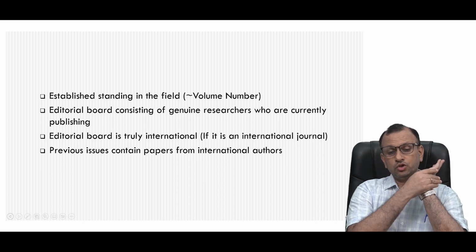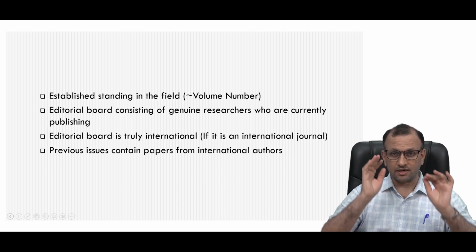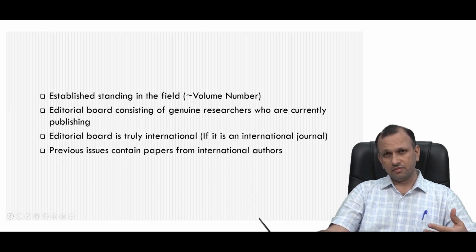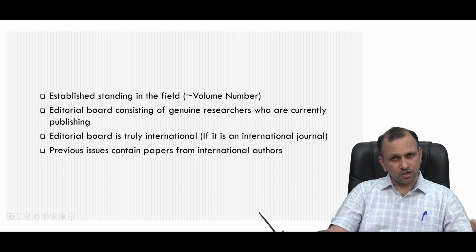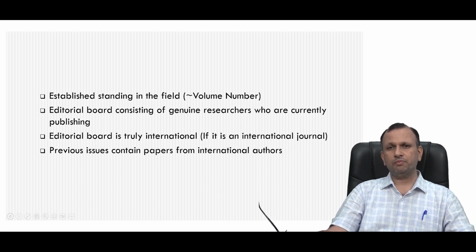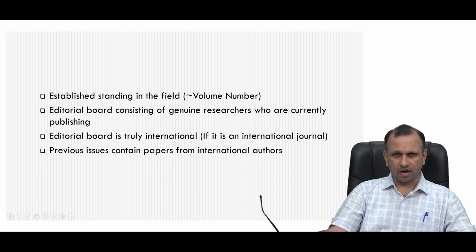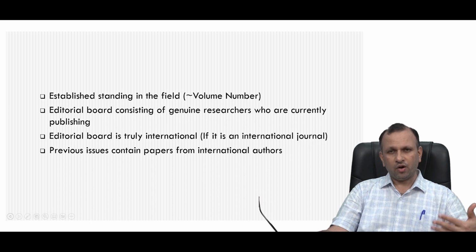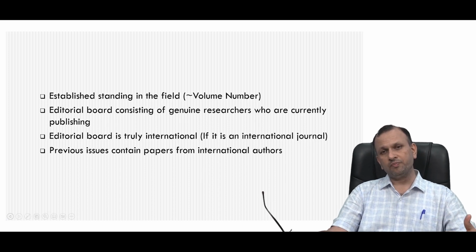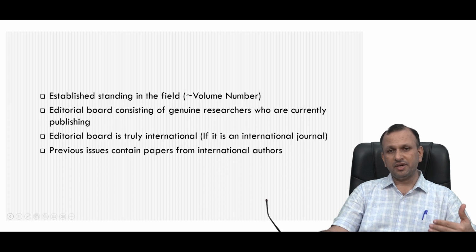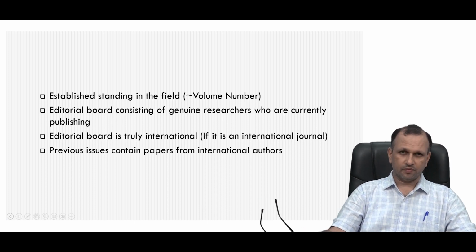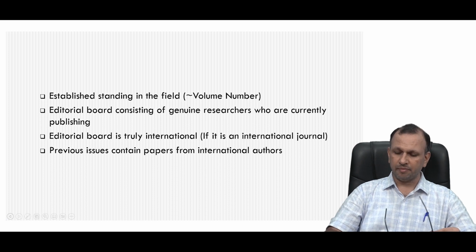The editorial board should be truly international if it is an international journal, right? If a journal claims to be international, then there should be editorial board members from different regions of the world, one from Europe, one from Asia, one from the Americas, and so on. That is how a journal becomes international. And also, in the past issues, you should be able to see articles published by authors from different regions of the world. Right? That is how a journal really becomes international.